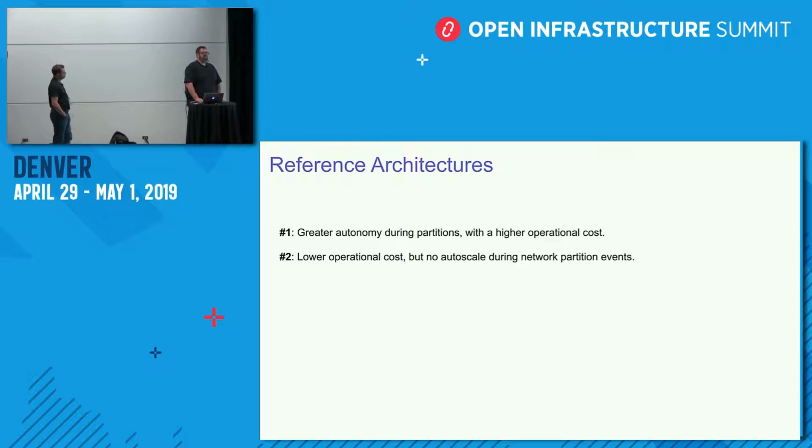So we came up with two reference architectures. With these architectures, we have a distilled set of use cases that we can take to the project teams and say, these are things that we need. Architecture number one is an edge infrastructure which allows greater autonomy during outages. Architecture number two is cheaper to operate, however, at the cost of less ability to manage resources during a network partition event until that event has been healed. So it's more autonomy with a higher operational cost, lower operational cost with less autonomy.